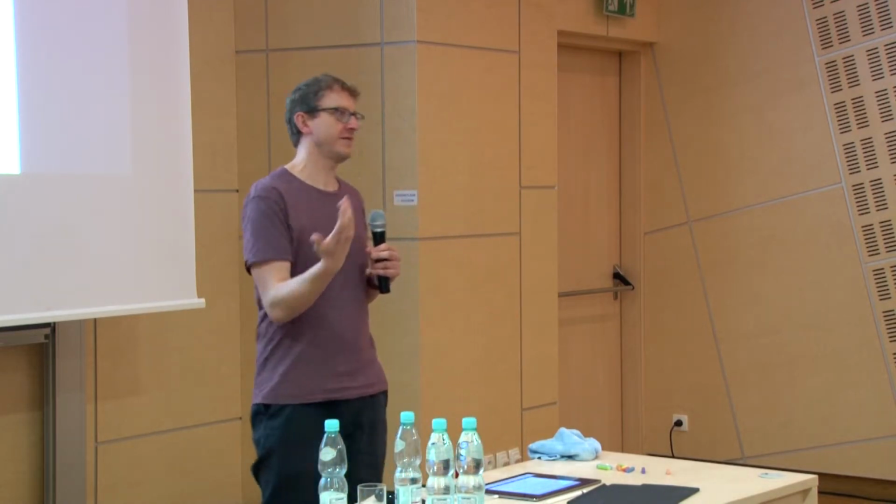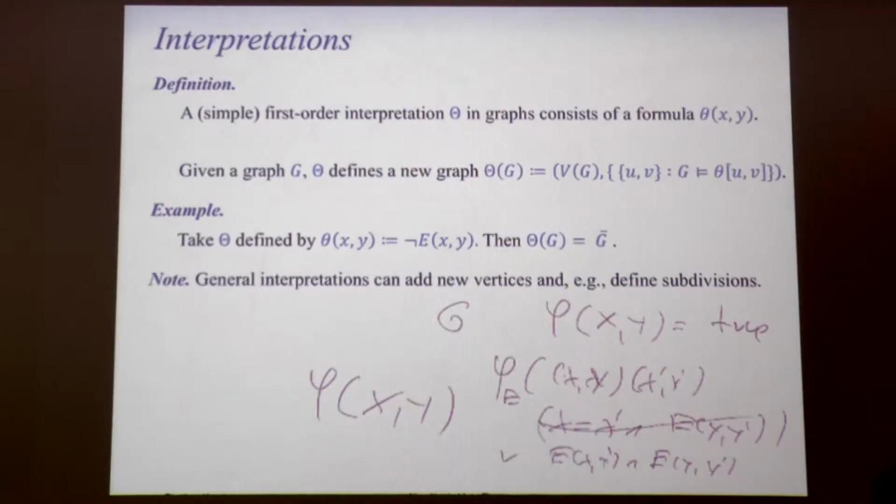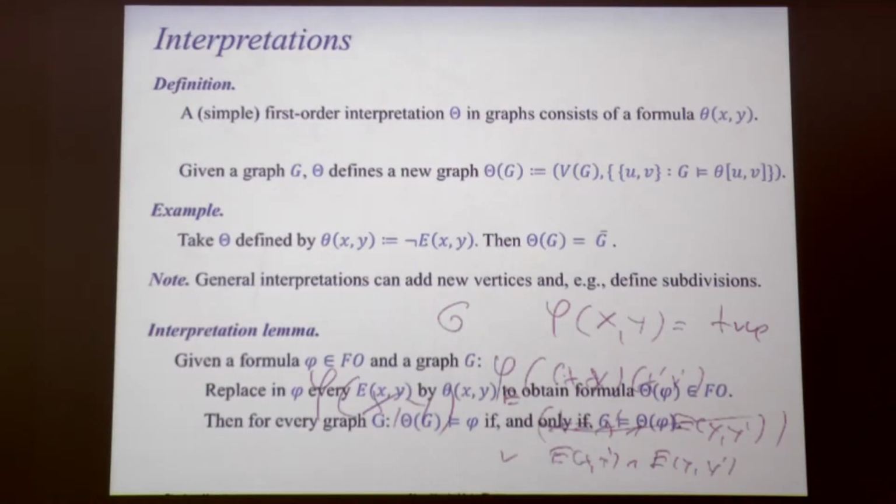The interpretations are really a very general way of generating one graph from another. And so the obvious question could just be, no, I wish I hadn't scribbled all over the place.